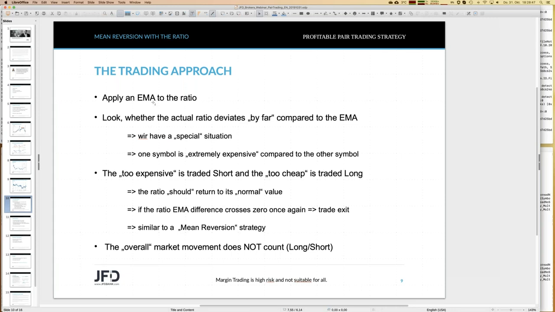Of course, the one which is too expensive compared to the other one is traded short, and the other one, the too cheap one, is traded long, because we target that the ratio will come back to its normal value. And that is the exact direction we need for the too expensive and the too cheap one. So the ratio should return to its normal value, which in chart behavior means that the ratio of the EMA crosses zero once again. You will see later in my chart what I really mean with that. So in principle, it's a mean reversion strategy on a ratio.